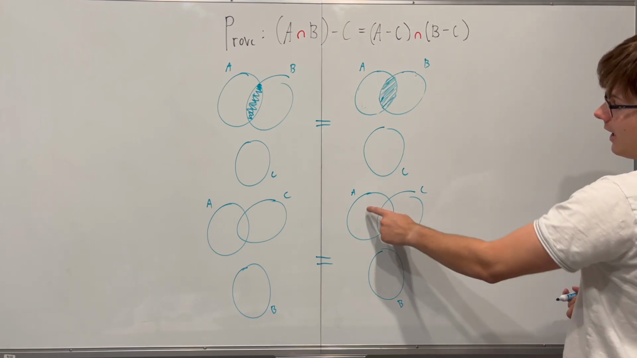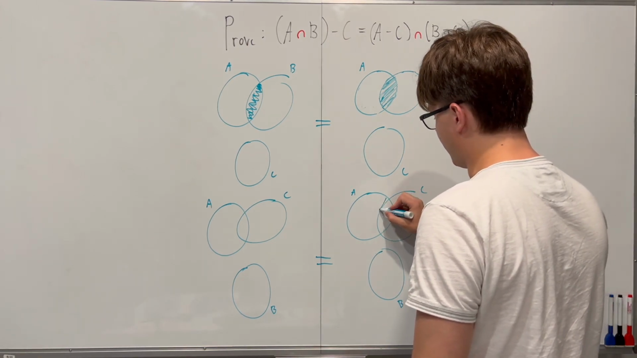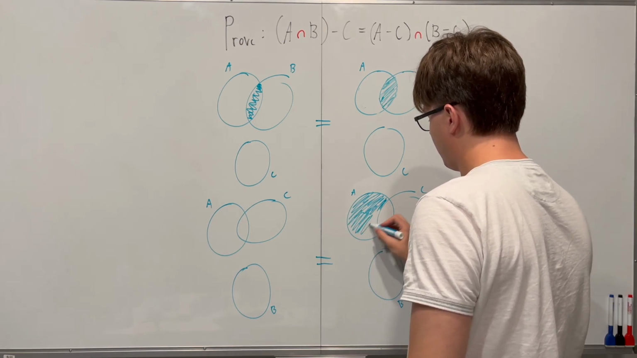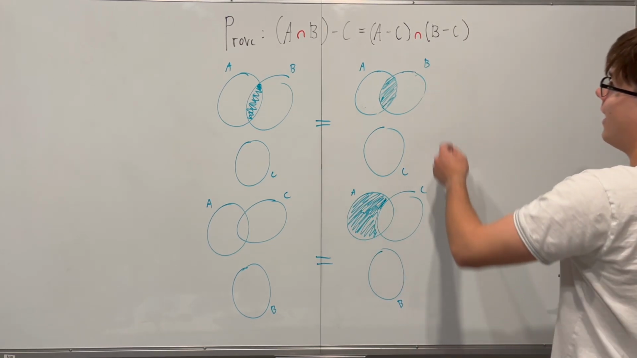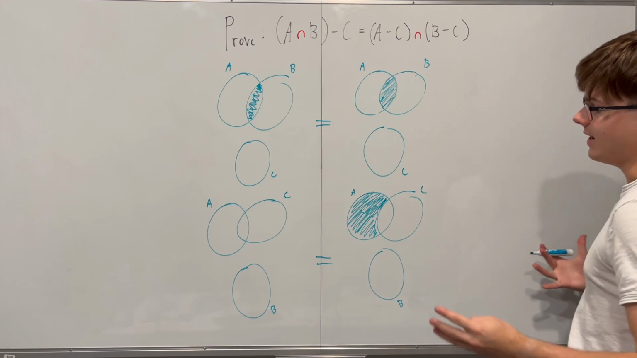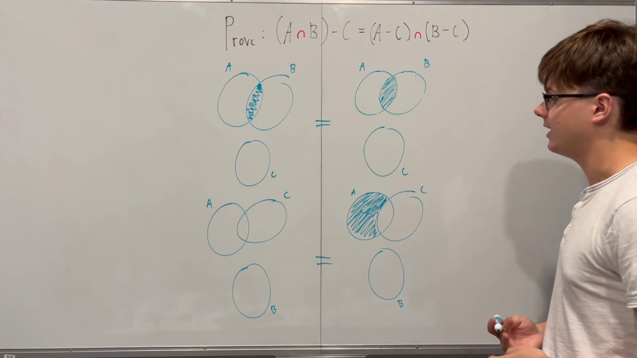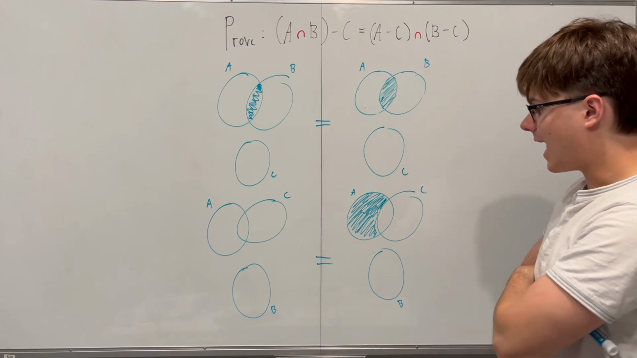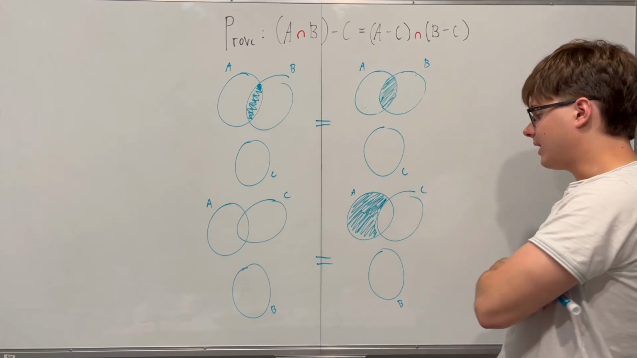What about here? Well, A minus C is going to be this area here, where no part of A is going to be in C, right? And then B minus C is going to be nothing. There's nothing for us to shade in. So what are we going to find? Well, where does A intersect with nothing? And the answer is nowhere.